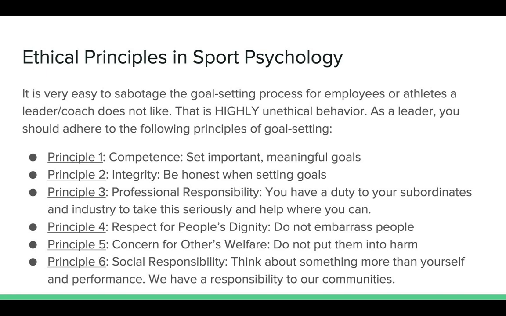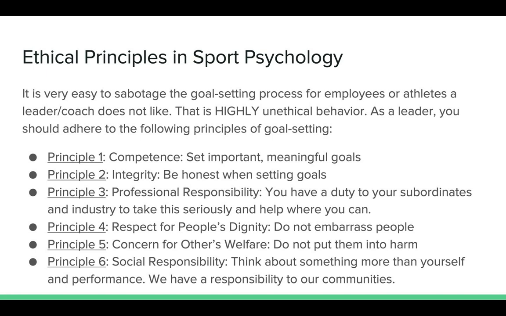Principle 1 is competence. Set important and meaningful goals. To set unimportant goals is to waste people's time and to diminish their effort and to diminish the fact that they want to achieve something. Principle 2 is integrity. Be honest when setting goals. If you're not honest about your client or your athlete or your employee or even your intentions, let's be honest here, about setting these goals, then you are engaging in unethical behavior and setting up that person to be unsuccessful. And they place a lot of trust in you as the leader, as the trainer or the coach or the educator, whatever it is. And so you don't want to do anything to create distrust.